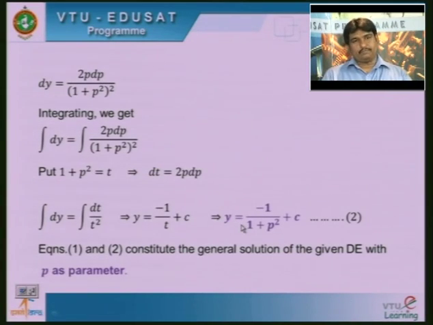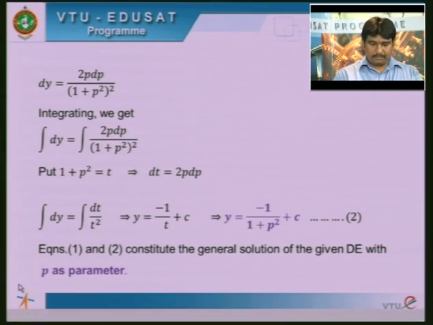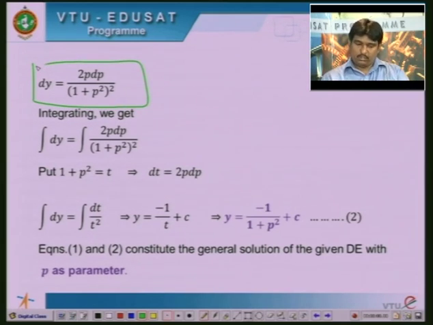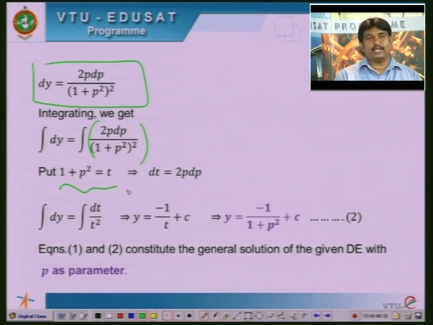Now solve this equation using the variable separable technique. When we separate it, we get dy as 2p dp divided by 1 plus p square the whole square. So variables are separated here. Now integrate it. LHS is y; to integrate the RHS, we need substitution: put 1 plus p square as t. When 1 plus p square is t, 2p into dp becomes dt. So make that substitution in the integral to get integral of dy equals integral of dt by t square.